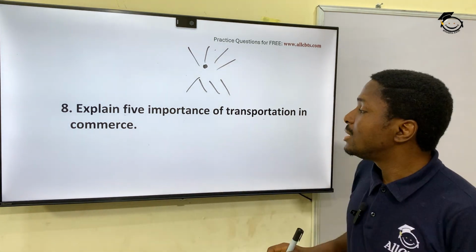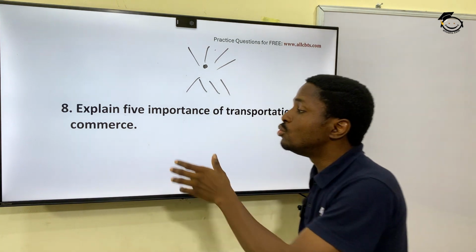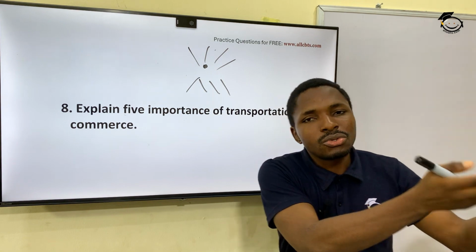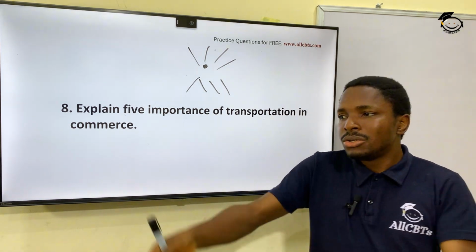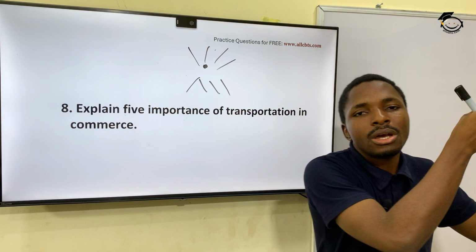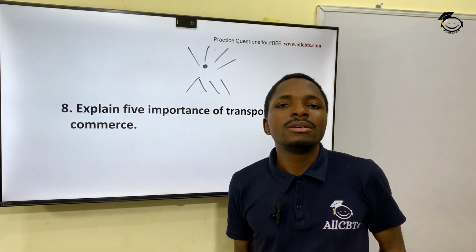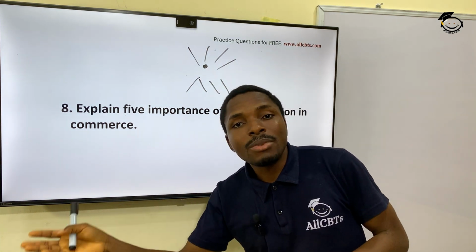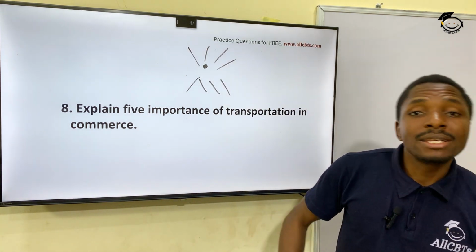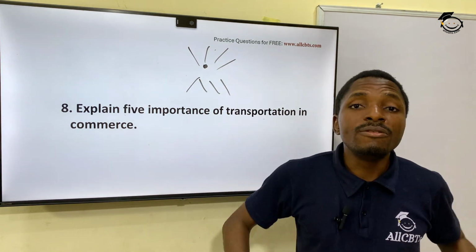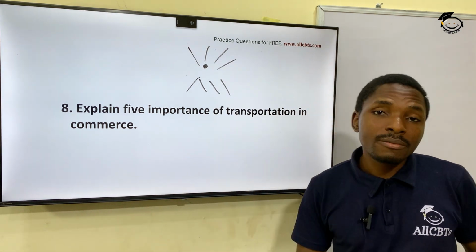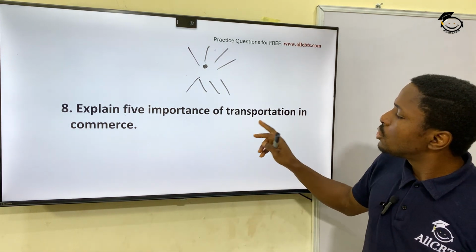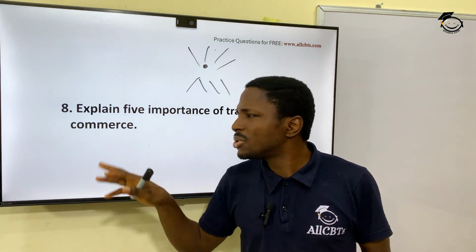Obviously, if there is no transportation, how do you do proper commerce? Because what is commerce? It is simply moving the goods from the manufacturer to the consumer, or from the supplier to the consumer. That's what commerce is. Buying and selling. The consumer is buying, the supplier is selling. And who will move the goods? That is the transport network. Maybe the dispatch rider, the courier service. So if there is no transportation network, what will happen? Then there is no commerce.